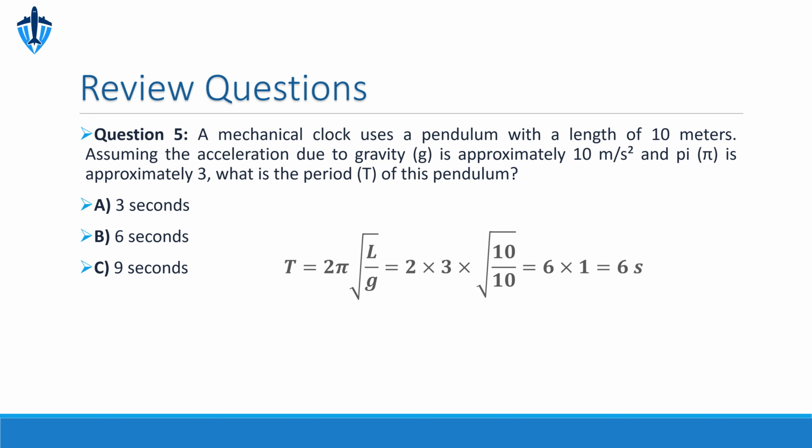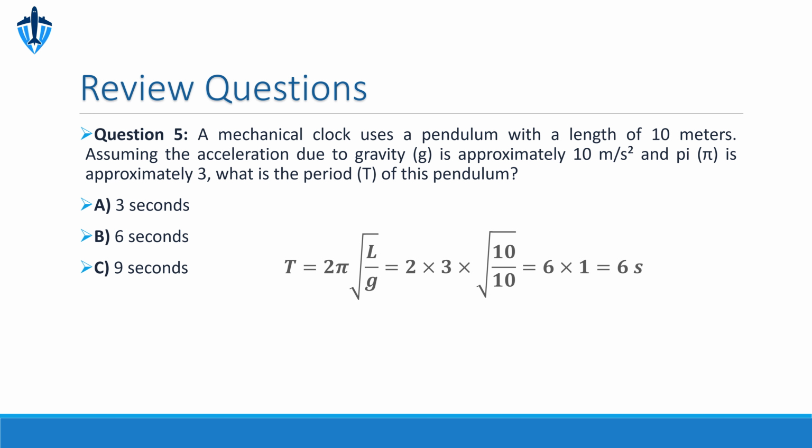Let's plug these values into the formula. T equals 2 times 3 times the square root of 10 meters over 10 meters per second squared. First, calculate the term inside the square root. 10 divided by 10 equals 1. Now, take the square root of 1. The square root of 1 equals 1.